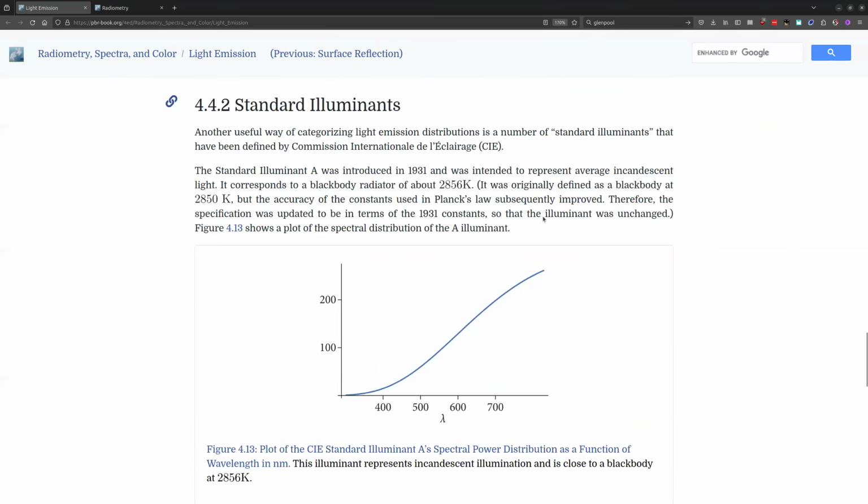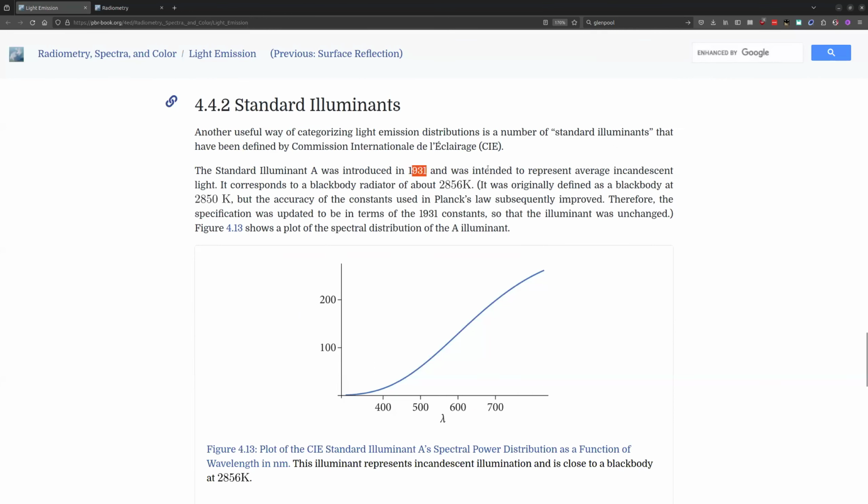Okay, moving on. Categorizing light emission distributions. That Commission Internationale de... I'm not going to try to pronounce that. If anyone's brave enough in the audience to try to pronounce that French word, go ahead.